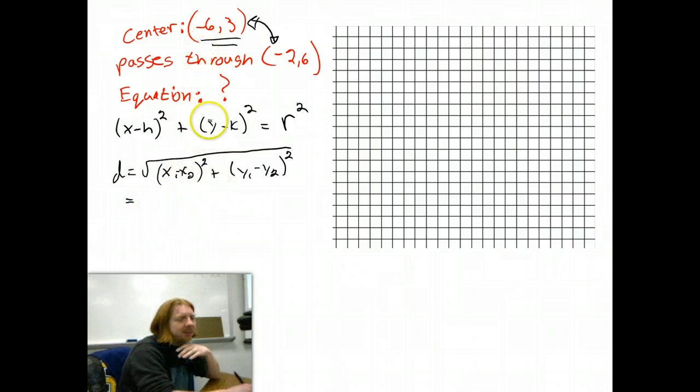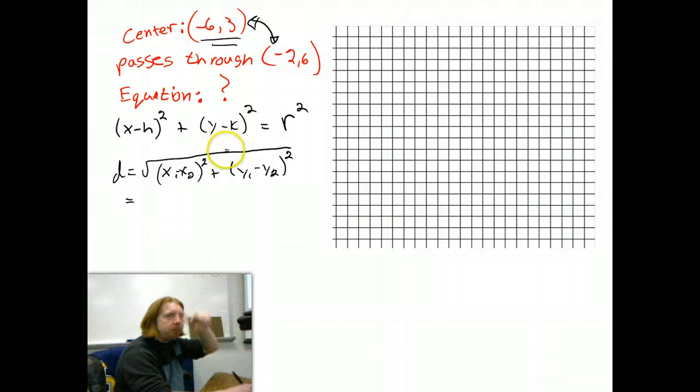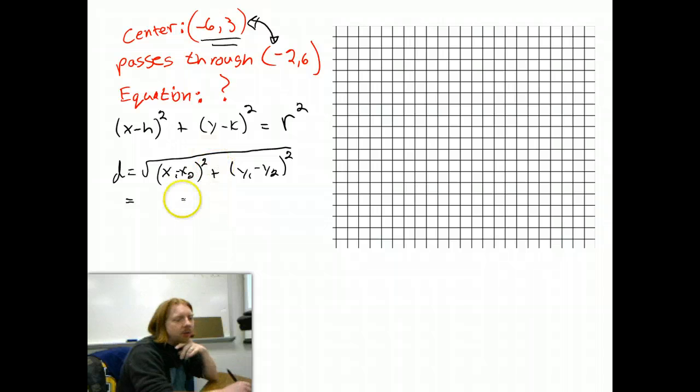Hey, notice how there's a lot of similarity here between the distance formula and the formula for a circle? So remember, a circle is all the points the same distance from a common point. So there's going to be a lot of overlap there.